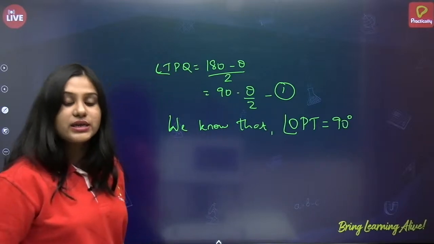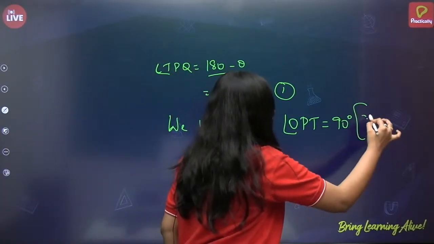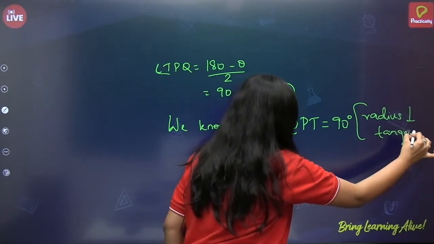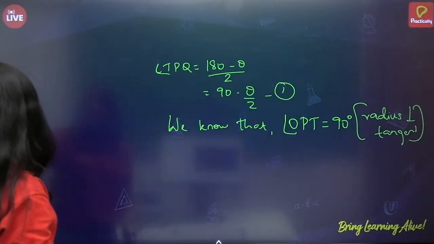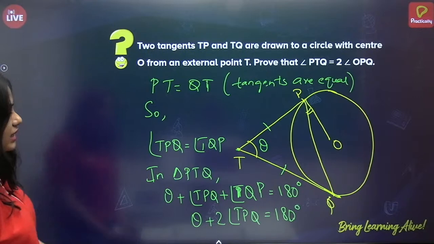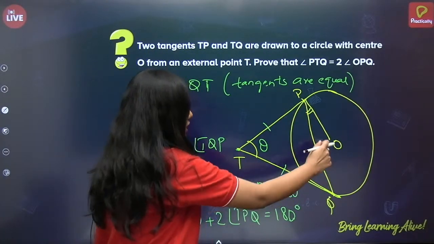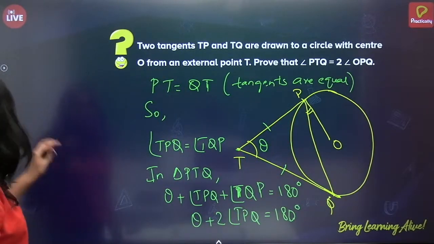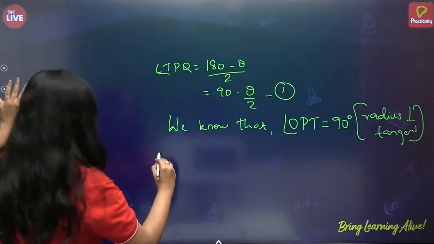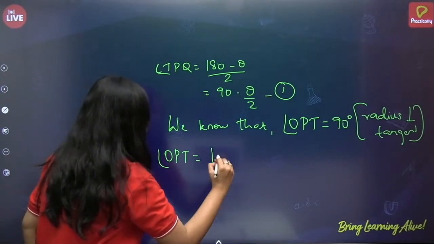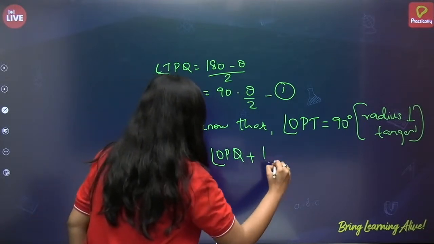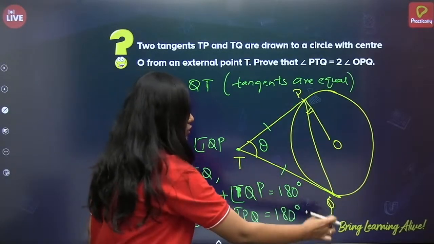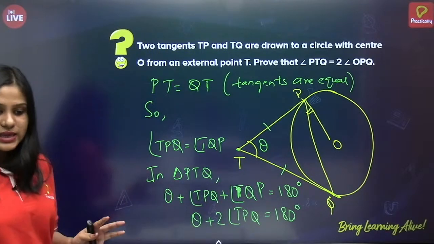Why is it 90 degrees? Radius is perpendicular to the tangent. Correct? Now, if OPT is equal to 90 degrees, what is OPT? OPQ plus QPT. Correct? Alright. So, angle OPT is equal to angle OPQ plus angle QPT. Right? Just nothing. OPQ plus QPT. Nothing else I have done.